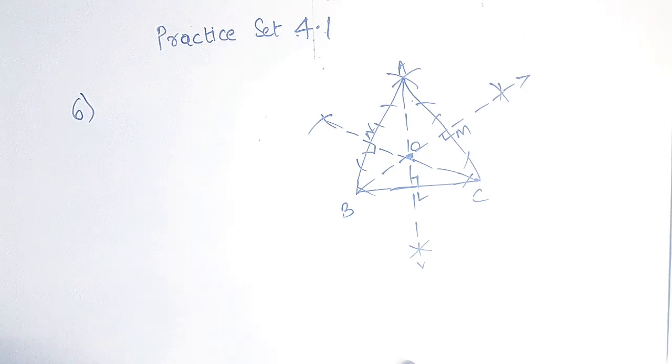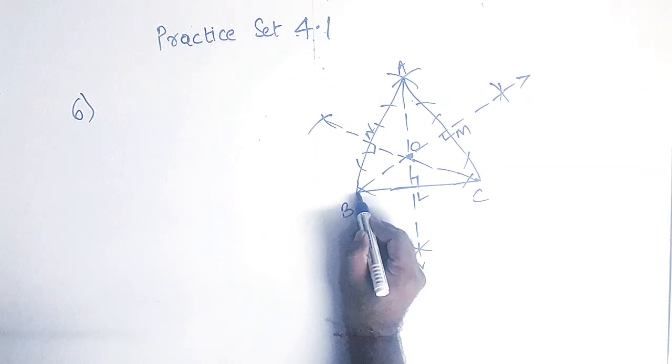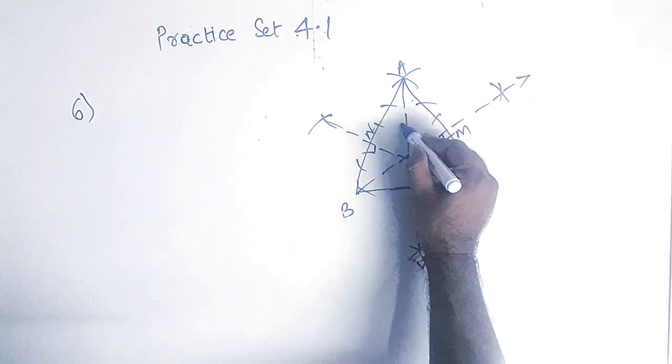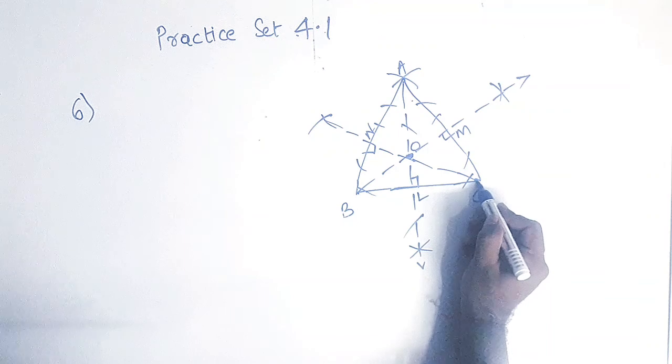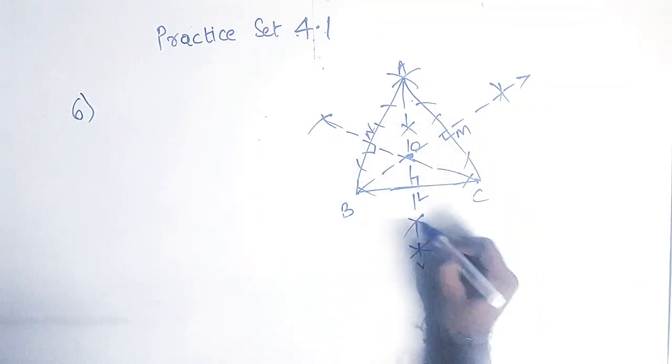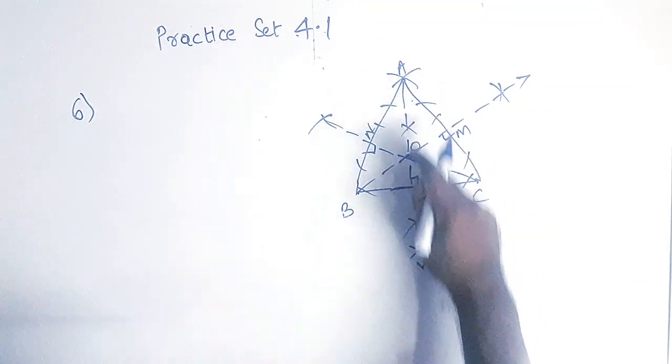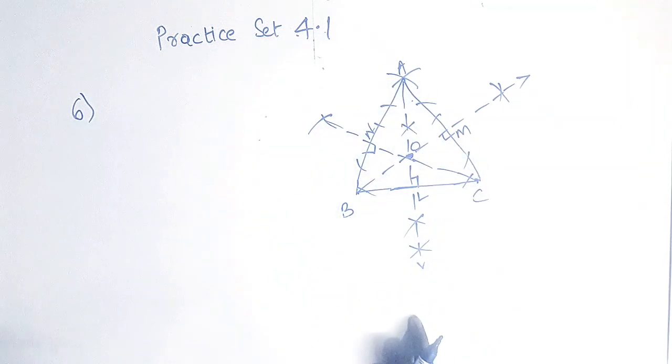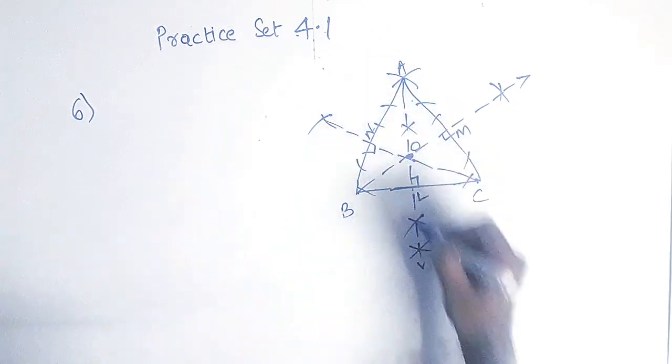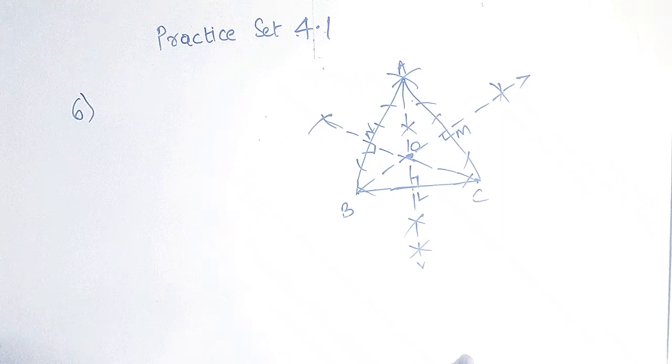Okay, so for finding the median I will take from B, I will take more than half, okay, here, and from C again here. So you will see that this line itself, AL itself, is the median. Okay, this L is the midpoint and AL itself is a median.